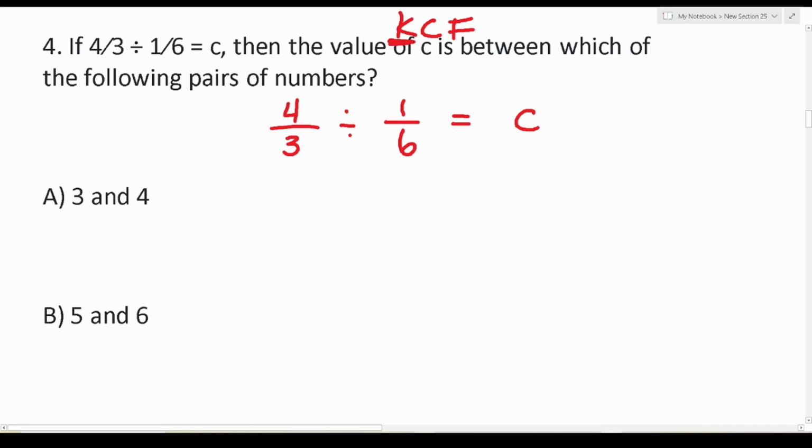This keep, or K, refers to this first fraction. You keep it exactly the same. So we'll just copy that one as is. This change, or C, refers to the sign right here. Here we're doing a division. We're going to change that to be multiplication. Okay? So we did our keep, we did our change. Now we're going to work on our flip, and this flip refers to the second fraction. Here we have 1/6, so we're actually going to make that 6/1. That's the flip.